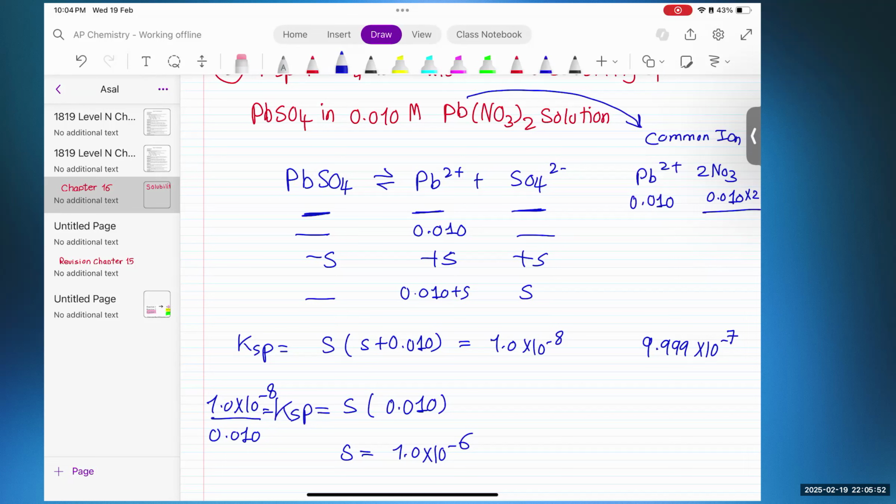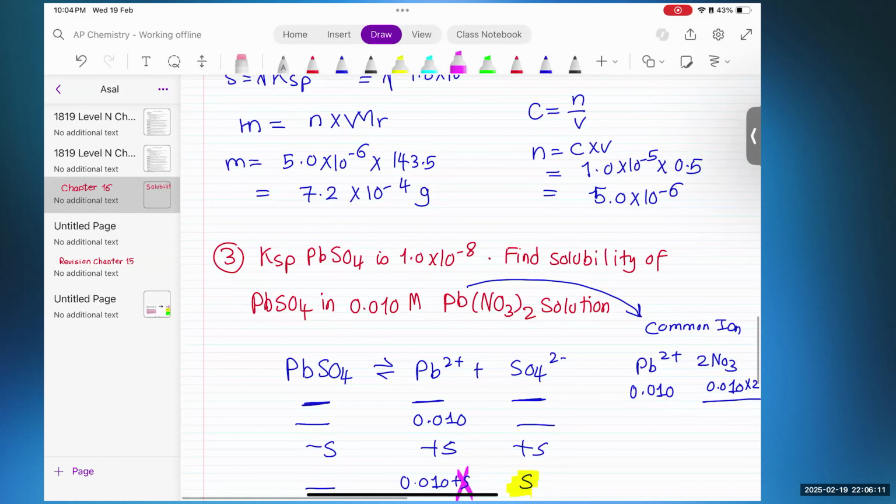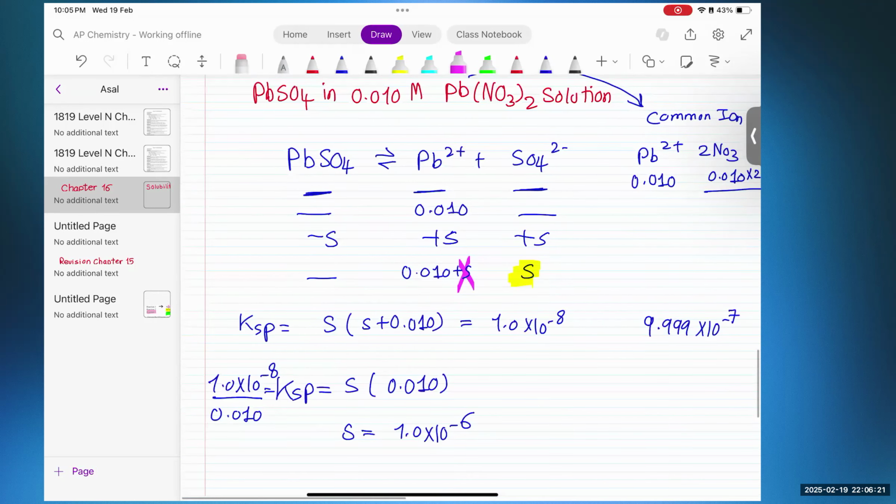The idea is that you said the solubility of the sulfate is included in the equation, but the solubility of lead, this number is a negligible number. So I will just say it is S multiplied by 0.01. Why? Because this is a very weak salt. So the lead that comes from it is a negligible value compared to the value that came from the lead nitrate.